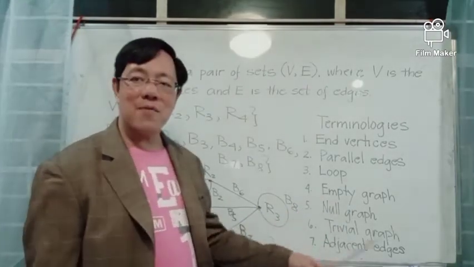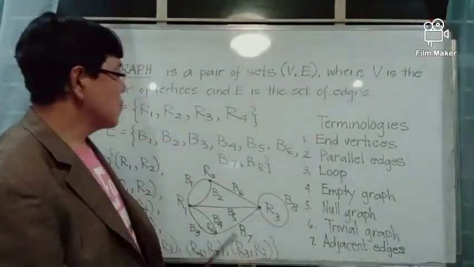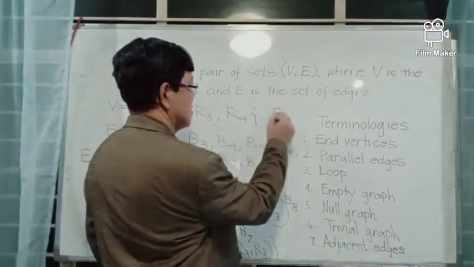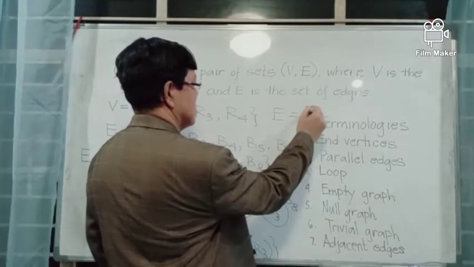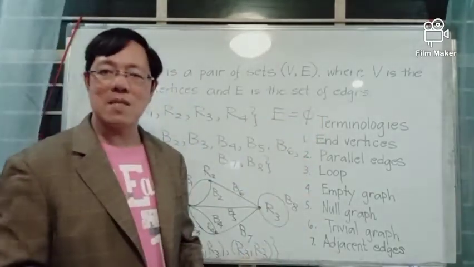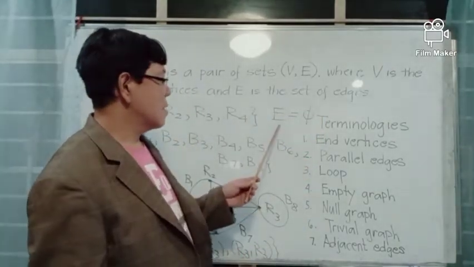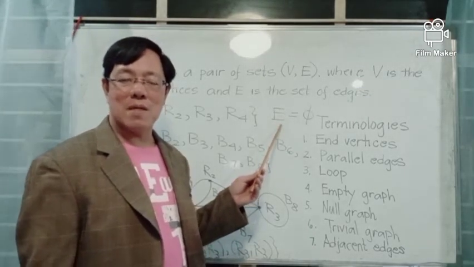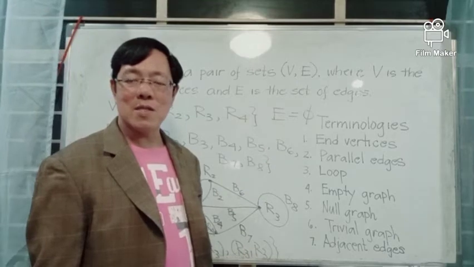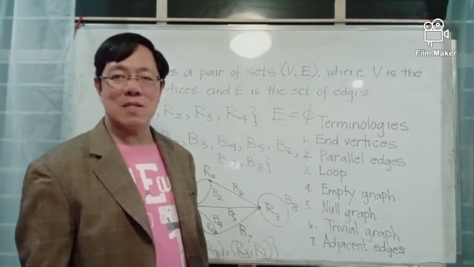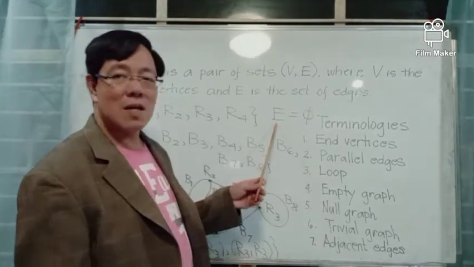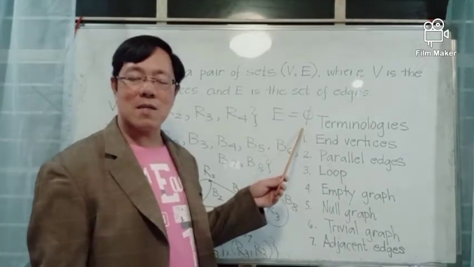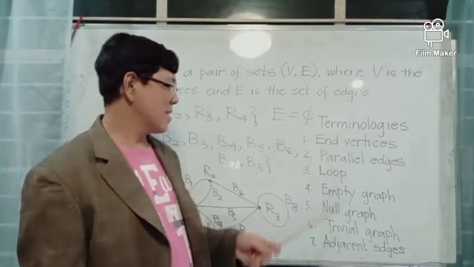An empty graph is a graph where the set of edges is an empty set. That means that the graph consists only of vertices and there are no edges that connect any two vertices in the graph, because the set of edges for the empty graph is a null set or an empty set.